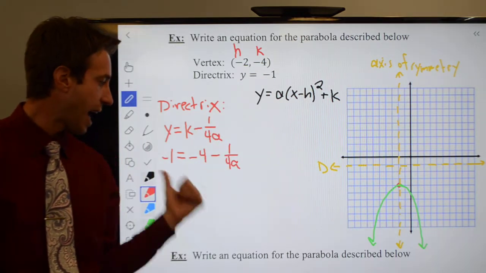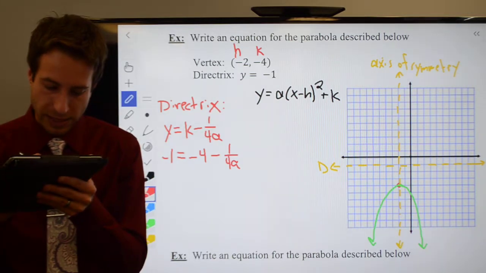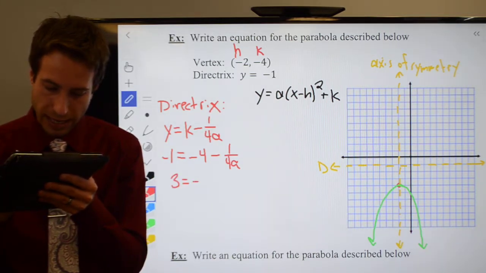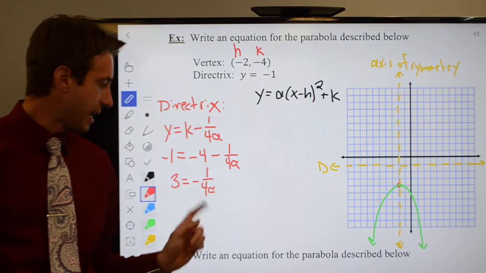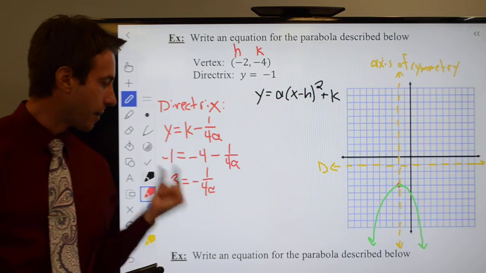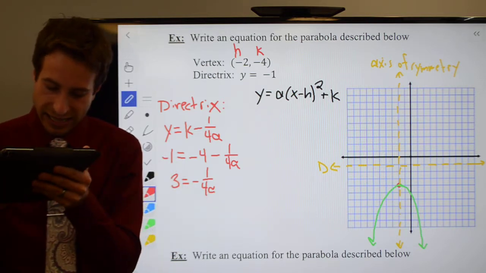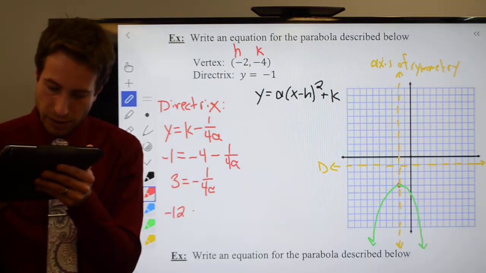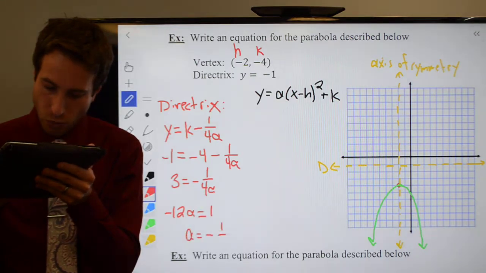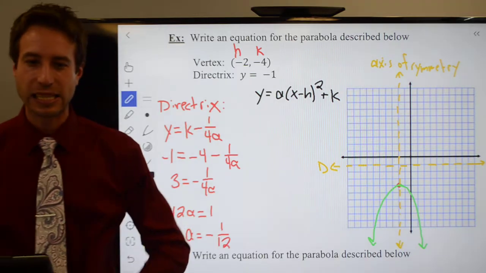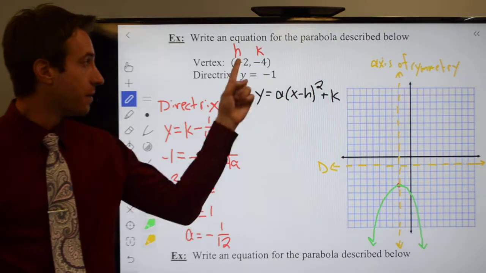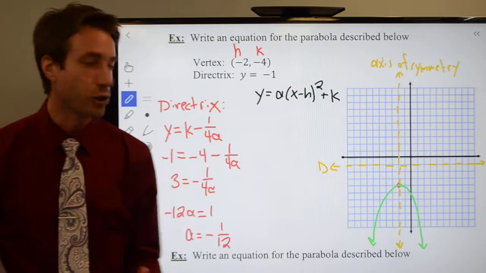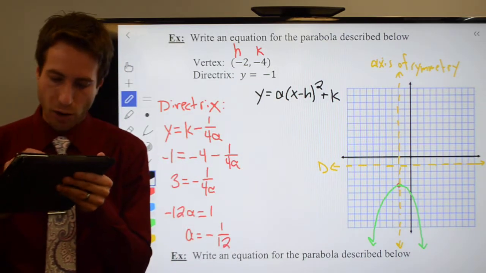We'll solve for a. I'll add 4 to the other side, which means that I have 3 is equal to -1 over 4a. I will multiply by -4a, since it's in the denominator, to the other side. That's going to give me -12a is equal to 1, which means a is equal to negative 1/12. Again, a is equal to negative 1/12, and now I know everything. There's my value of a, there's my value of h, there's my value of k. Guys, go ahead and drop all that stuff in.